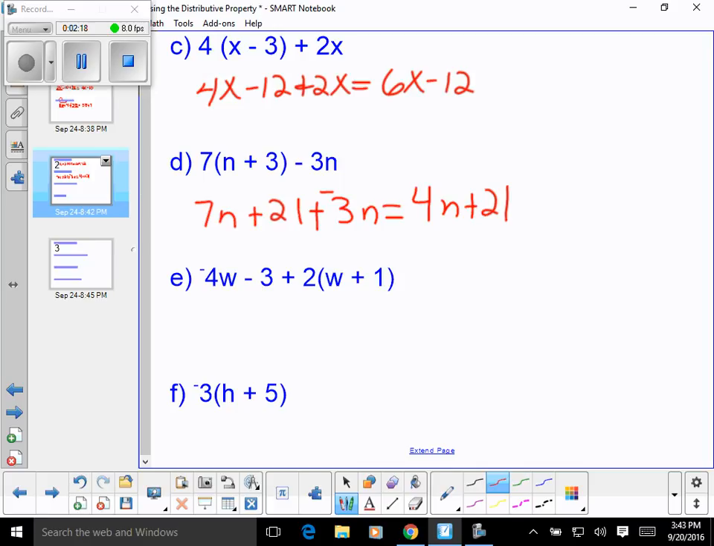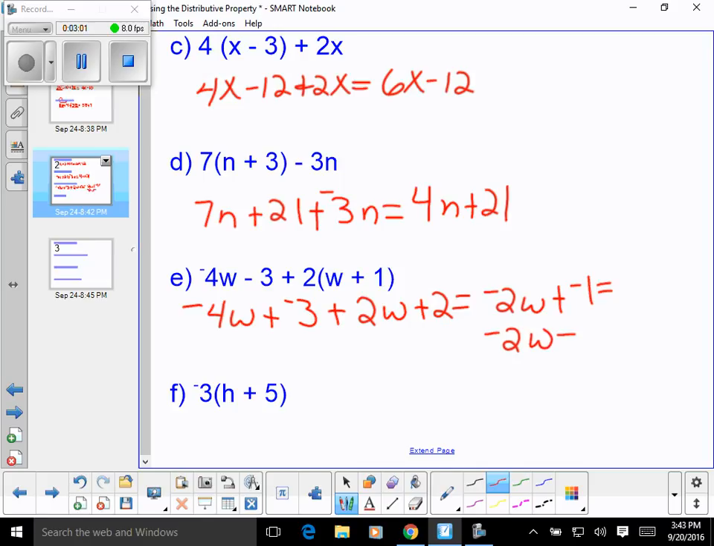In E, we're going to get a little bit more complicated because now we have more than one like term. We're going to have the w terms and we're going to have the constants. Negative 4w. I would actually change this to add negative 3. Now I do the distribution, 2w plus 2. When I do my addition, I'll have negative 2w, since negative 4 plus positive 2 is negative 2. Now negative 3 plus 2 is going to be negative 1. Remember that I don't leave that as add a negative. I will have negative 2w minus 1.